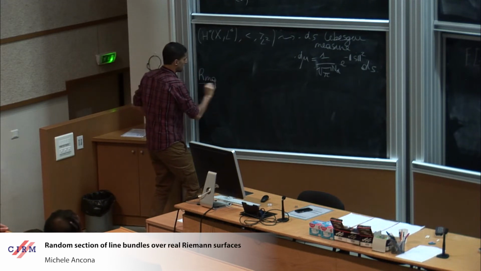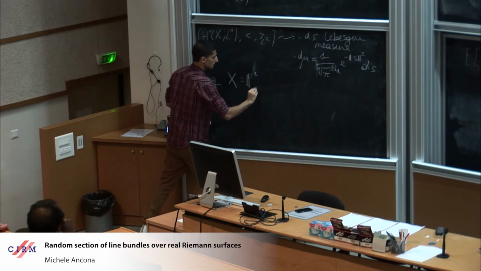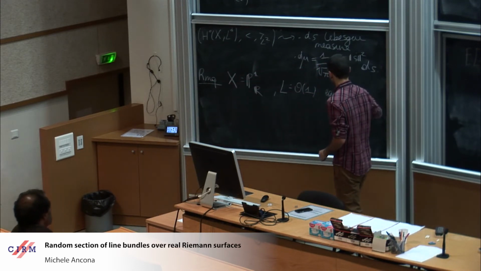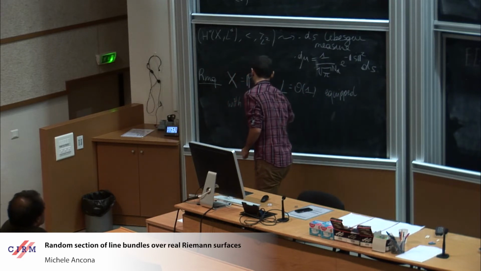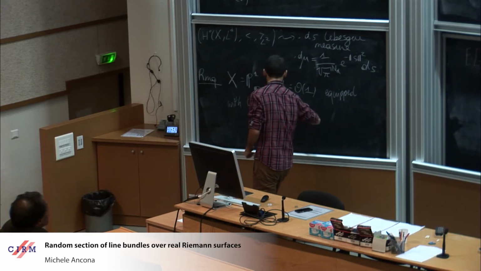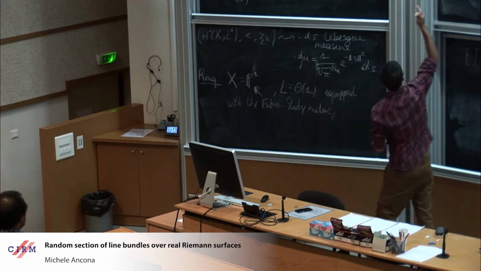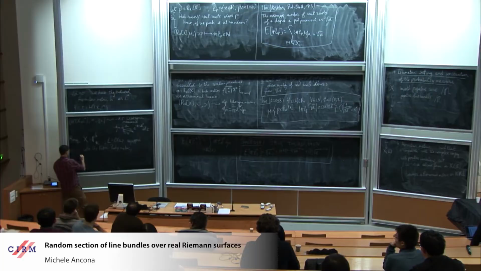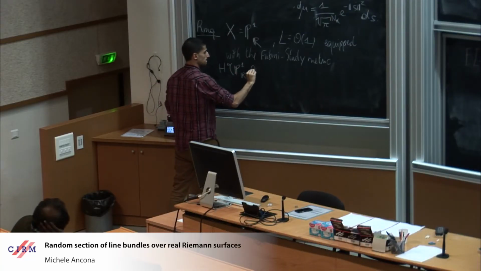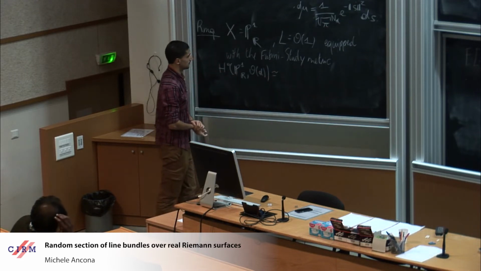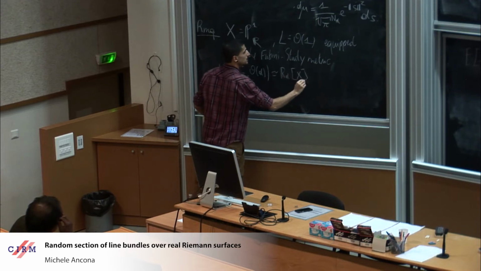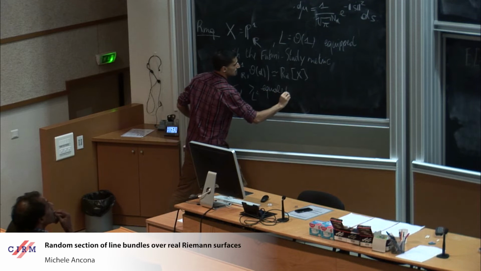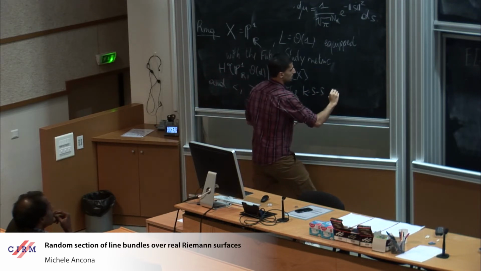And an important remark: in the case of X equal to P^1(R), with L equal to O(1) equipped with the Fubini-Study metric, we have the scalar product chosen by Kostlan and Shub-Smale. This vector space is isomorphic to the real polynomials of degree d, and the L2 scalar product equals the Kostlan-Shub-Smale scalar product.